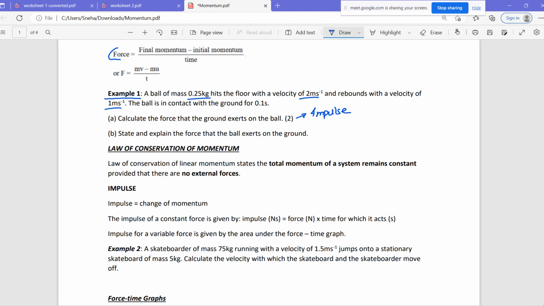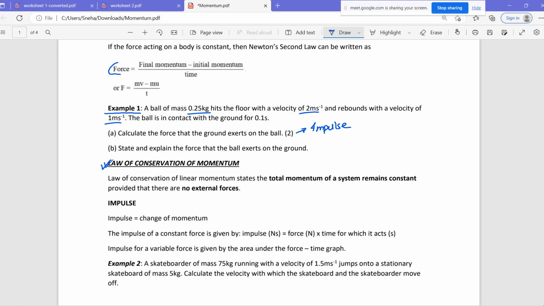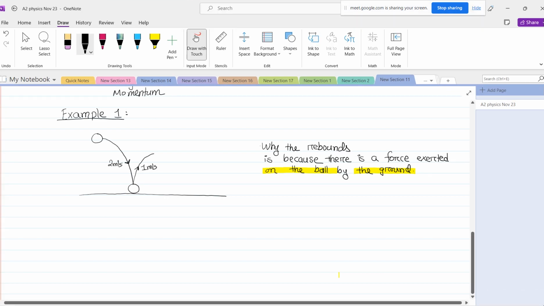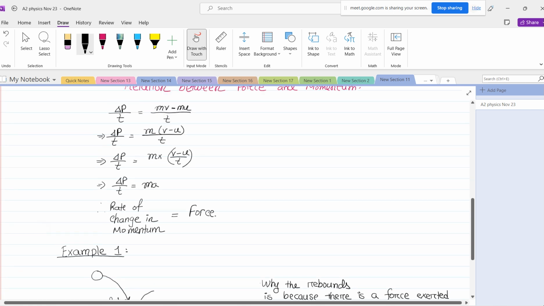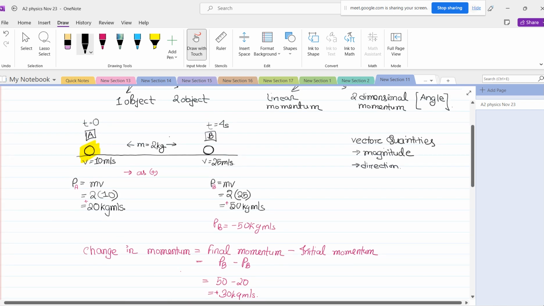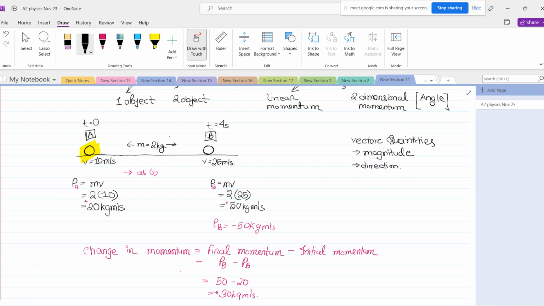So before impulse, we have the law of conservation of momentum. The law of conservation of momentum states that if there is no external force acting on the particle, the momentum before collision and after collision always have to be equal to each other, right? For example, for this one, there is no collision. For this scenario, I have stated one particle is just simply moving from point A to point B. There are no two particles colliding with each other. There is no change in motion.